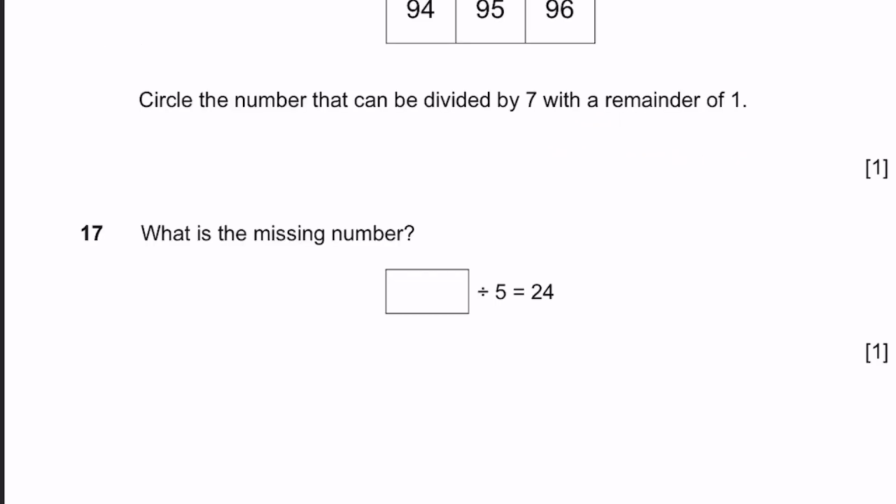Question 17. What's the missing number? Dash divided by 5 is 24. If we bring 5 to the other side, 24 times 5, that's 120. And that is the answer.